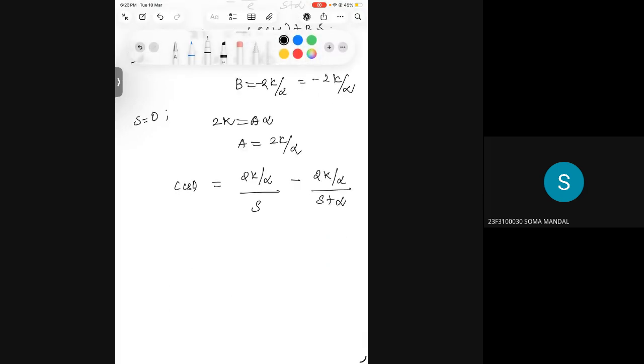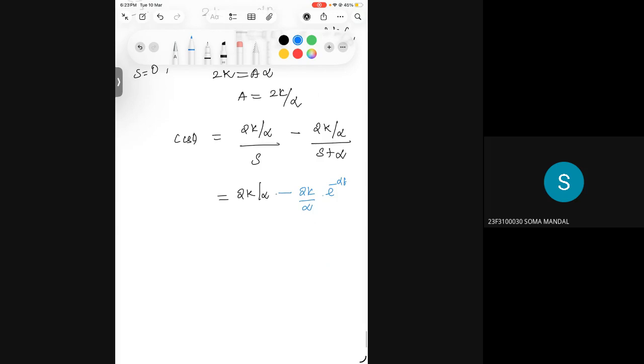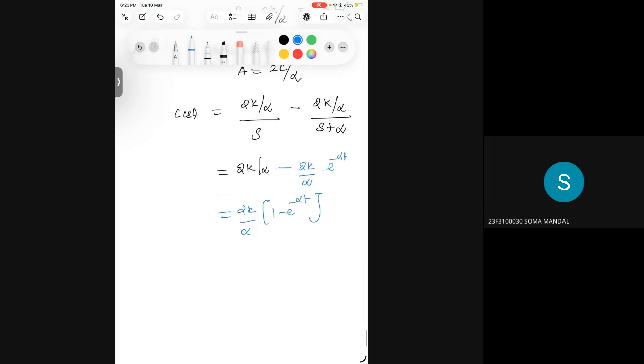Now, if you take an inverse Laplace transform of this, you would get 2k by alpha into e power minus 0, which is 1, minus 2k by alpha into e power minus alpha t. So how can I write this? 2k by alpha into 1 minus e power minus alpha t. That is right. So the steady state value, it was given here.